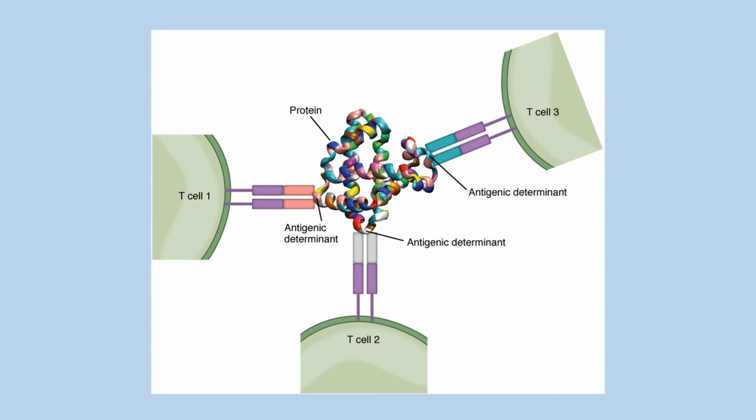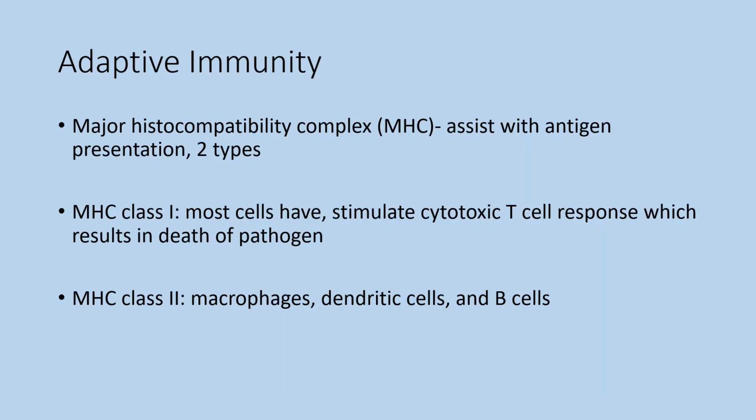So when we look at this, these are showing various T cells. And the antigenic determinant, so this is a whole protein that may be found on, let's say, a virus or a bacteria, and it's just a piece. So the antigenic determinant is not the whole foreign thing, it's just a part of the foreign substance.